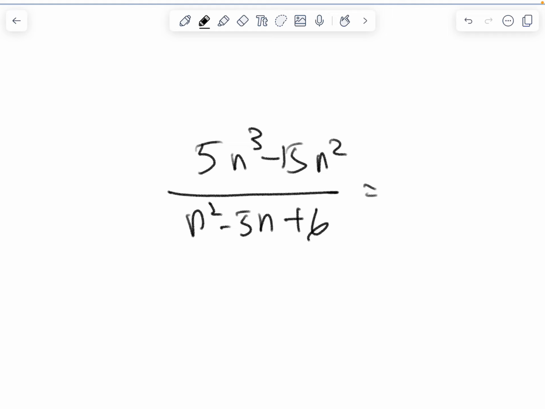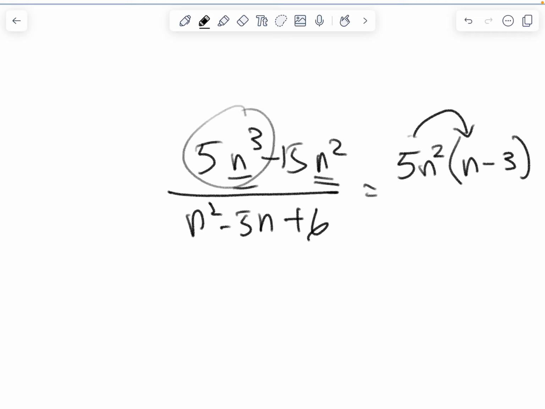On the top, we can factor out a 5. And notice these guys also have an n in common. Not only one n, they have two n's in common. So we're going to factor out a 5n squared. And now we're going to do n minus 3. Now always use the distributive property and check. 5n squared times n is 5n cubed. 5n squared times 3 is going to be negative 15n squared. So that all checks out.